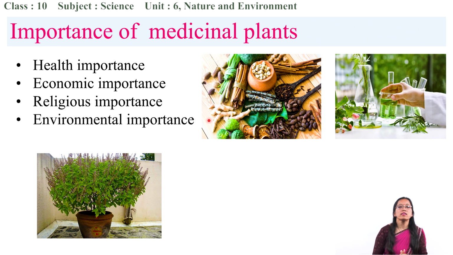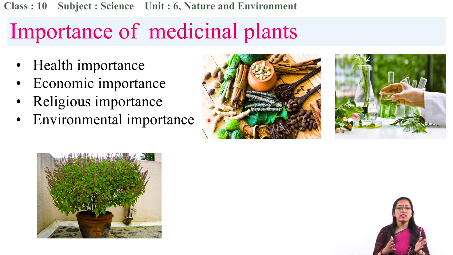And another one is environmental importance. All of you know that our environment cleans itself. There are certain plants which produce a large amount of oxygen. There are some plants which have antimicrobial properties that can kill the bacteria and viruses present in their surroundings. So it helps to clean the environment and improve the environmental condition. When the amount of oxygen increases, naturally the environment will be clean.